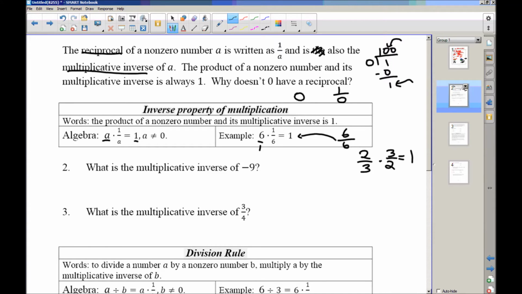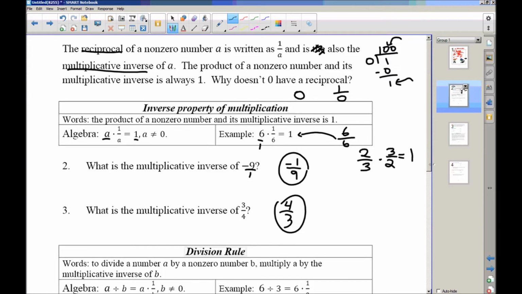So what is the multiplicative inverse of negative 9, or negative 9 over 1? And the answer is negative 1/9. I still need the negative there, though. Don't get rid of them. What is the multiplicative inverse of 3/4? It's 4/3. Remember, a number and its multiplicative inverse are not equal to each other, so when you're doing the classwork next time, please don't set them equal.